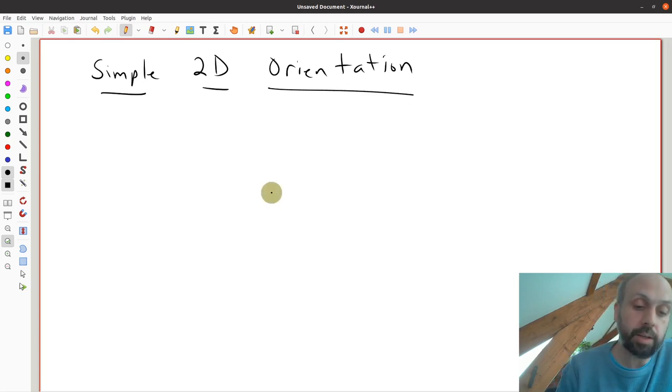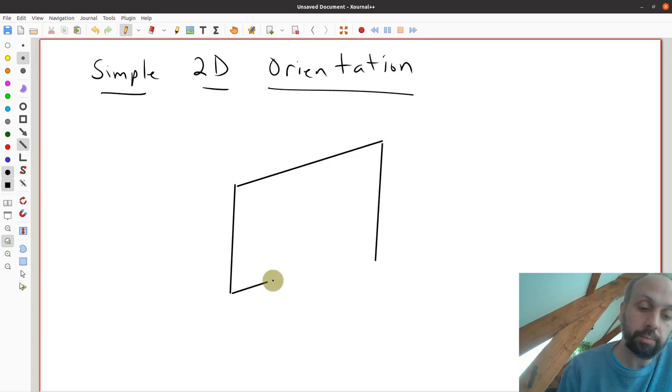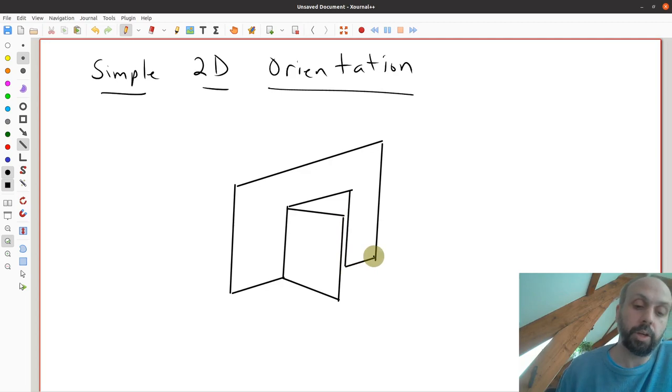A nice way to think about this, we all are familiar with doors. So I'm going to make a wall here, and then I'm going to have a door hinge. Door opens, like so. So I've got a wall and a door, and I'm going to designate each one of them to have a different reference frame. I'm going to say that there is a reference frame fixed to the wall, like so. We're going to call the wall A.